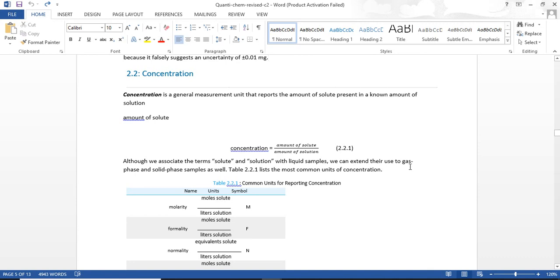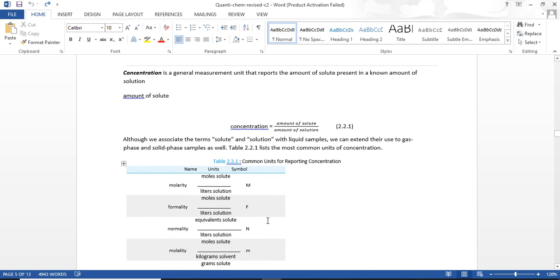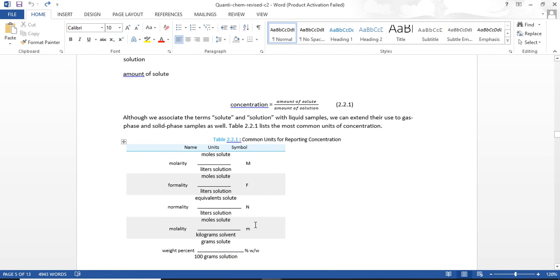Okay, you have here your molarity. Okay, your molarity is equal to moles of your solute over liters of your solution. Okay, the symbol for your molarity is capital M. Then your formality. Okay, it is the moles of solute over liters of your solution. Okay, for your formality, it is capital F. For your normality, it is the equivalent of solute over the liters of your solution. Okay, it is the symbol of capital N. And in your molality, it is the moles of your solute over the kilograms of your solvent. The molality is small letter m.